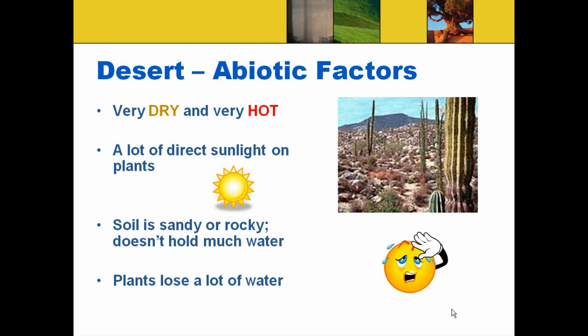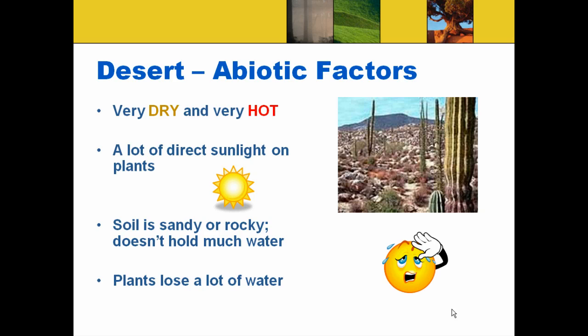Let's talk about adaptation. So let's first talk about an environment. So the environment is once again natural selection. So nature is going to select adaptations that best allow plants to survive. That's a quick review. So let's look at nature here in the desert. The desert's dry, super, super hot, lots and lots of direct sunlight, which means long time to make glucose through photosynthesis. And the soil is sandy or rocky, so it doesn't hold much water. So not only is it dry, but the soil is not very suited for retaining the moisture that it does have. So in essence, plants are in danger of losing lots of water.